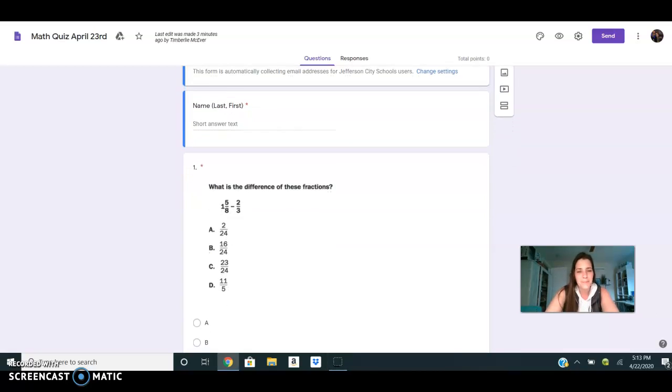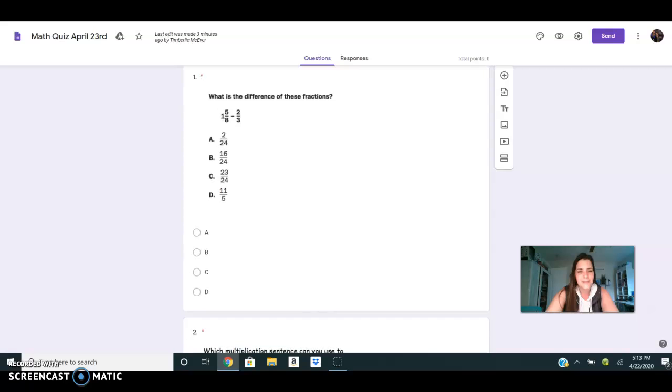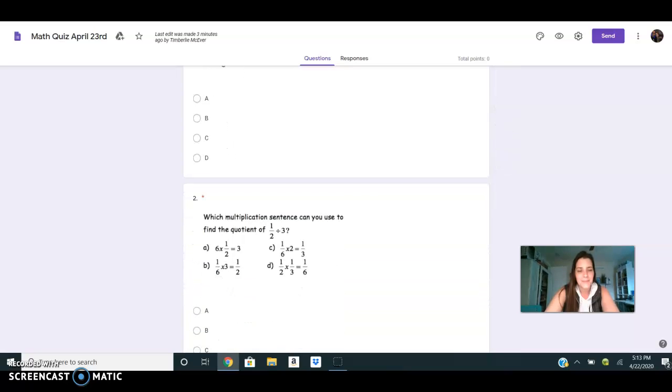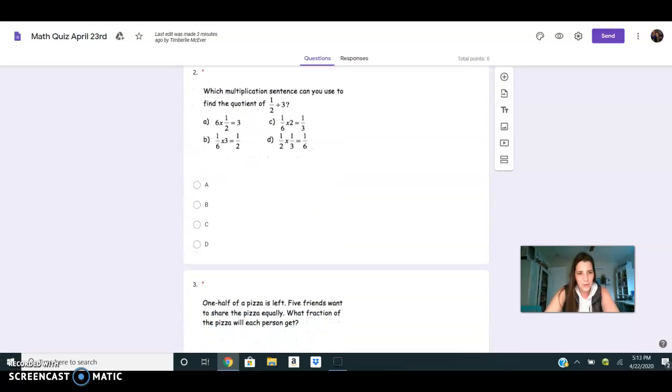Number one, what is the difference of these fractions? Number two, which multiplication sentence can you use to find the quotient of 1/2 divided by 3?